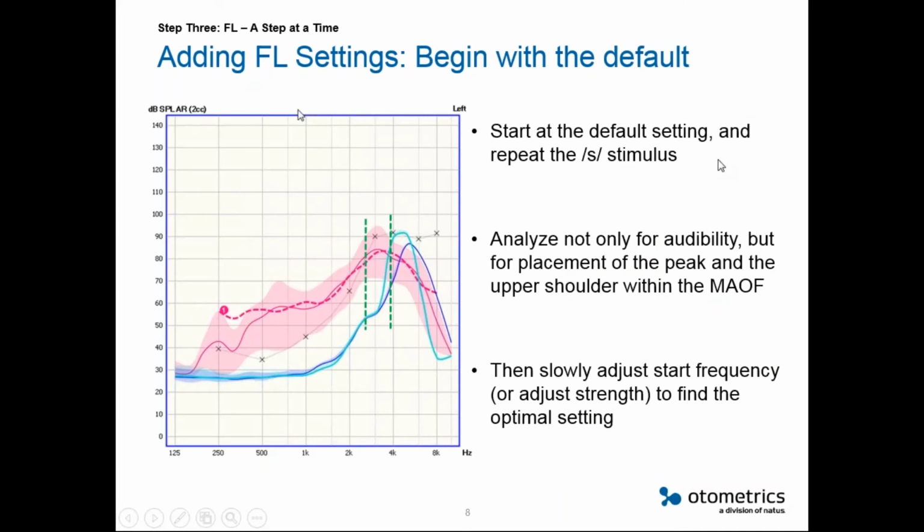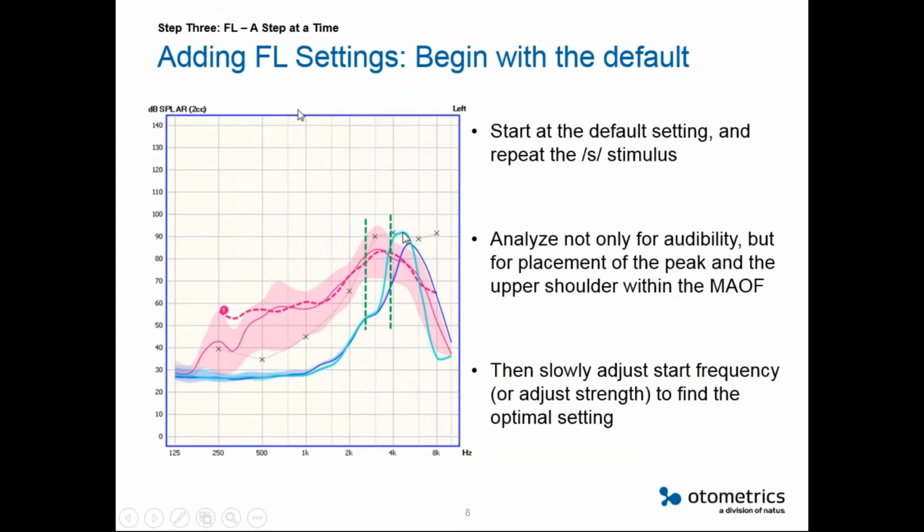So that's what we've done here. It's important to start adding frequency lowering a click at a time, making gradual changes. And I always start with the default. I think the default is a great place to start. So at the default setting, we've repeated that S stimulus, and you see that in teal right here. So one, I can see that I have now made the S audible.